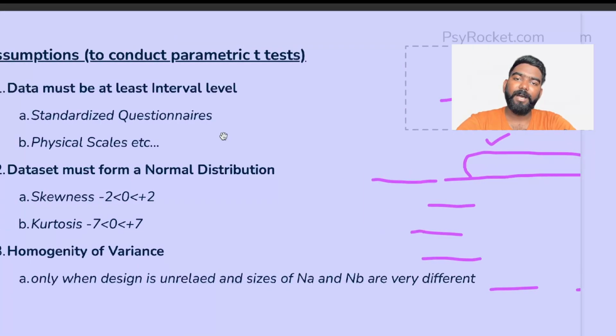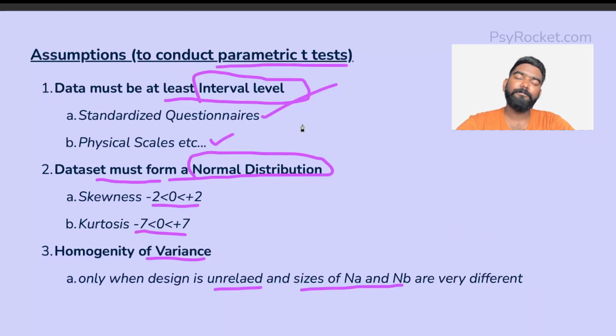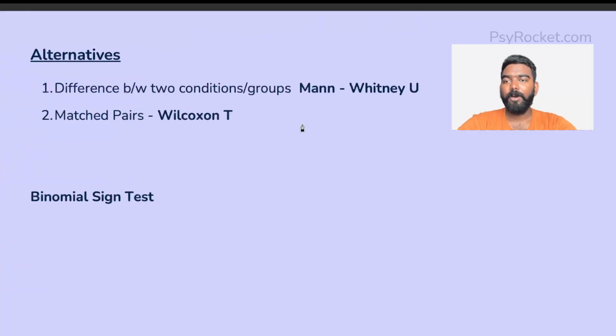Okay, what if our data set did not meet the assumptions of these parametric t-tests? Then we will use non-parametric tests. Okay, these are the alternatives which we can use instead of parametric t-tests: Mann-Whitney U, Wilcoxon t-test. Okay, not the binomial sign test. It is not an alternative. It is an entirely different test, which I think is not very useful in psychological research. But please refer to it.